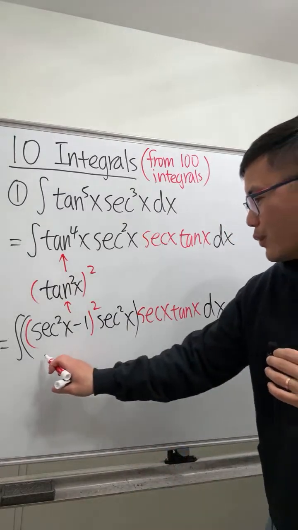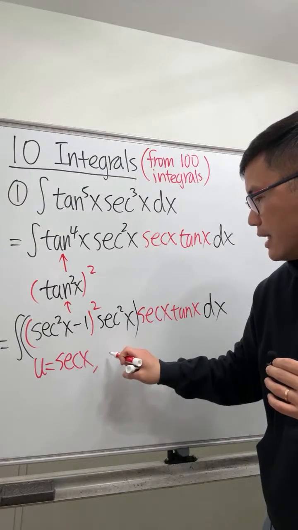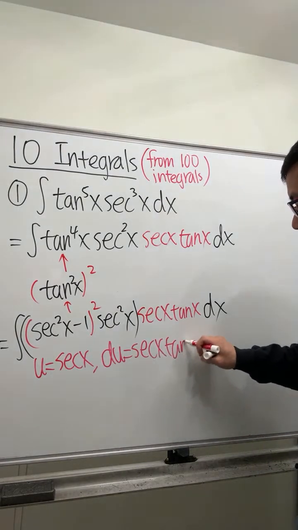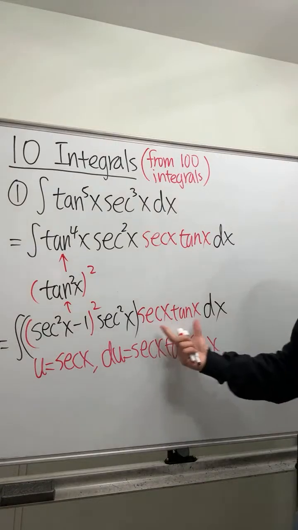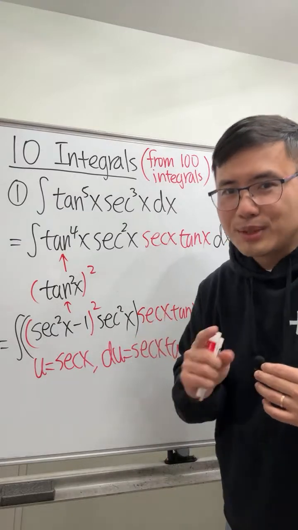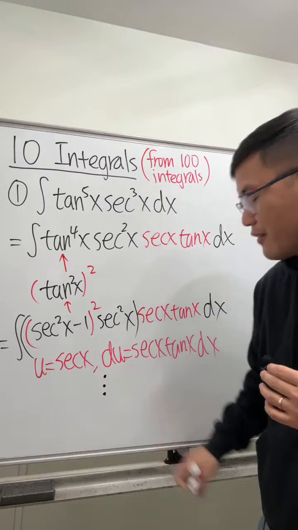So right here, we let u equal to secant x, and then you see that right away, du equals secant x, tangent x, dx, which is just this. And then you can take this part to the u world, and then I'm going to leave that for you guys to continue. I'm just going to put down dot dot dot from here.